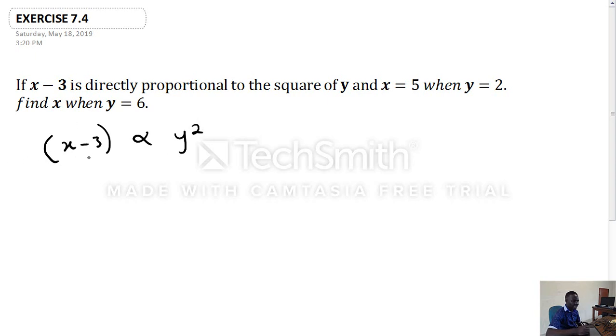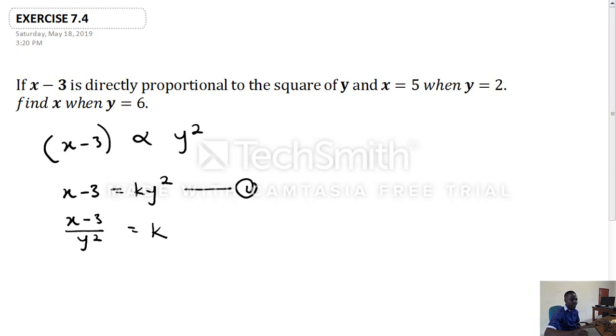You treat x minus 3 as one quantity, maybe as p or q that we have been using before. So we're therefore going to write this in equation form, that x minus 3 is equal to k y squared. Okay, and this is the relationship. So we are going to make k the subject of the formula by dividing both sides by y squared, and this will be x minus 3 divided by y squared is equal to k.